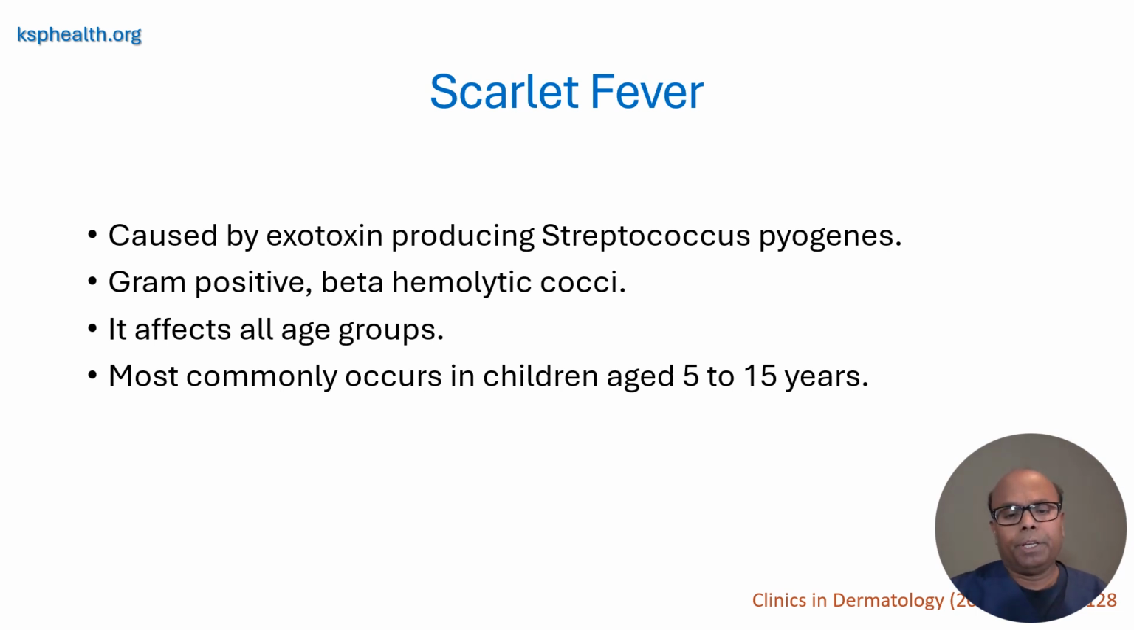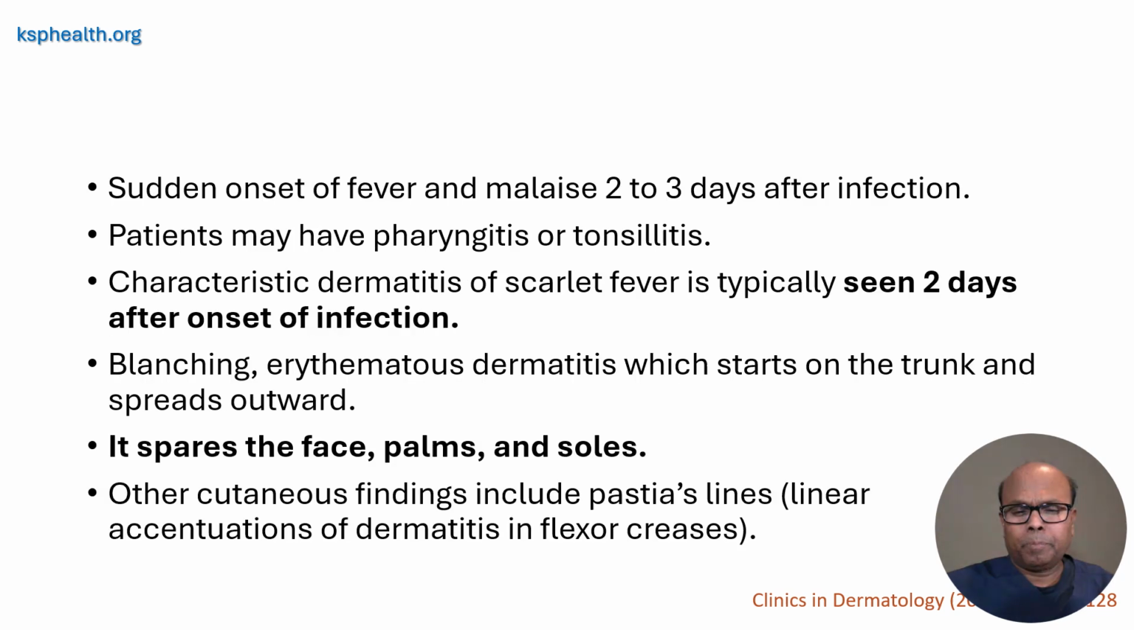Scarlet fever is caused by an exotoxin-producing Streptococcus pyogenes. This organism, as you know, is a gram-positive beta-hemolytic coccus. It affects all age groups, but most commonly occurs between the ages of 5 and 15. Sudden onset of fever and malaise occurs 2 to 3 days after infection. Patients may have pharyngitis or tonsillitis.